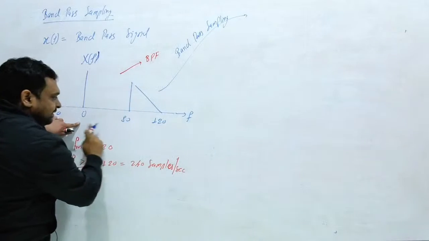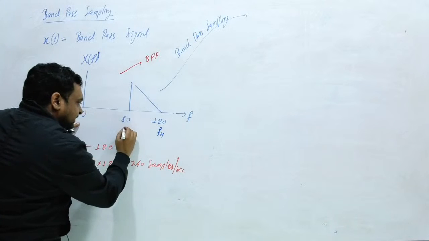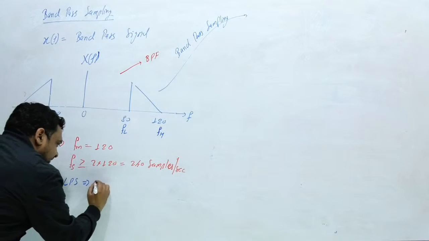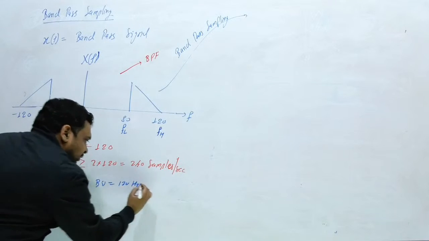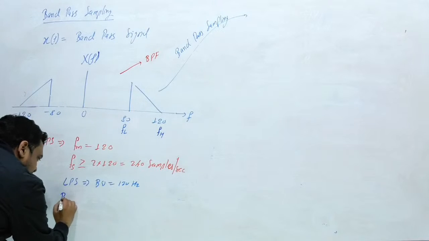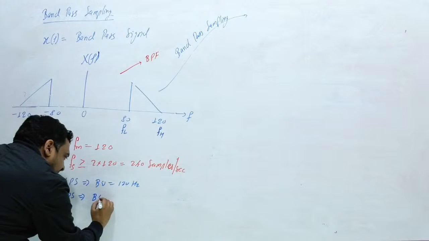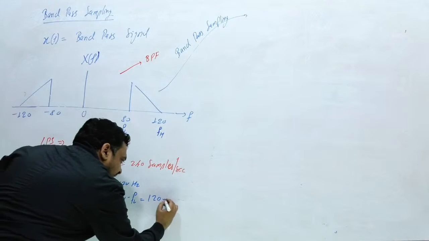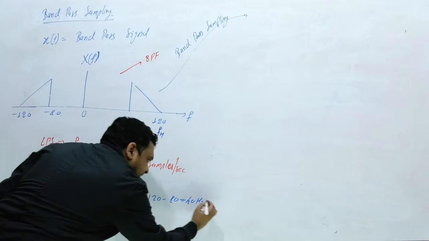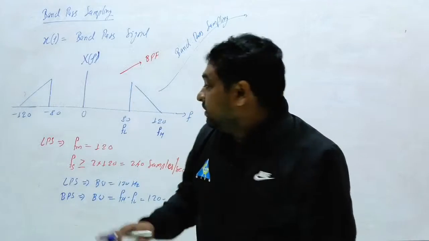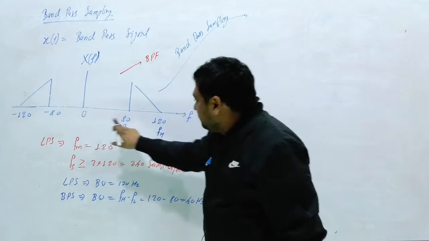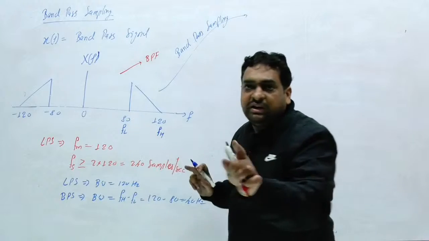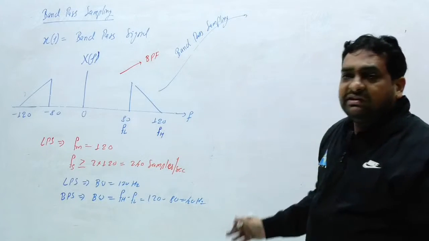Now how can we utilize it? Just consider one side. I can say this is FH and this is FL. If you consider this as a low pass signal, then the bandwidth will be 120 Hz. But if you consider this as a band pass signal, then what is the bandwidth? Bandwidth will be FH minus FL, which is 120 minus 80 is equal to 40 Hz. If you assume a low pass signal, the bandwidth is 0 to 120. If you assume a band pass signal, the bandwidth is only 40 Hz. So the actual signal bandwidth is 40 Hz.